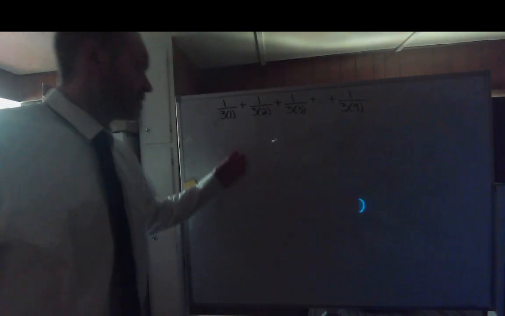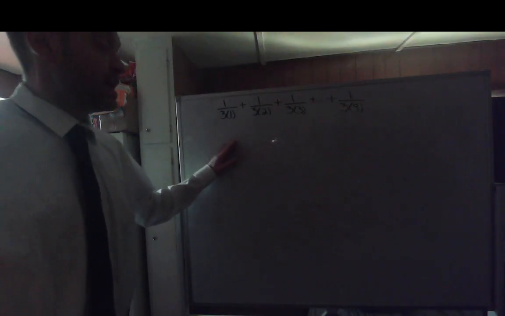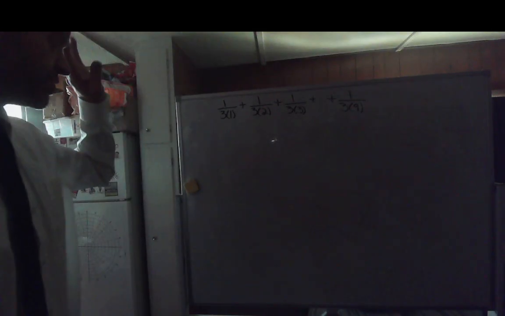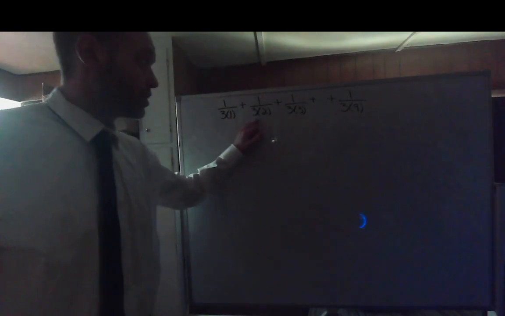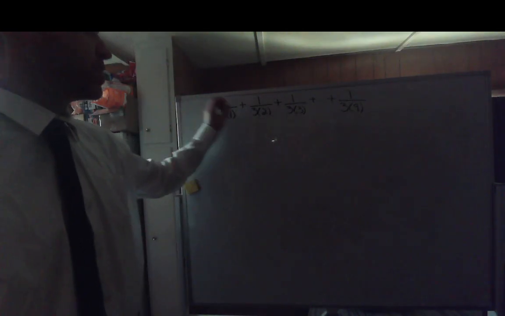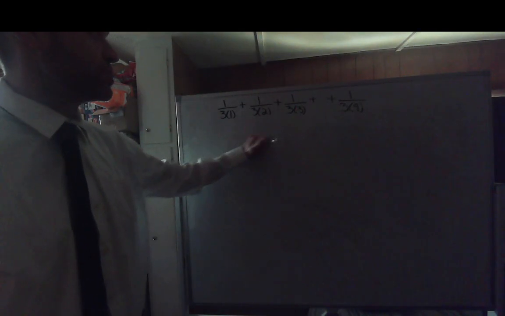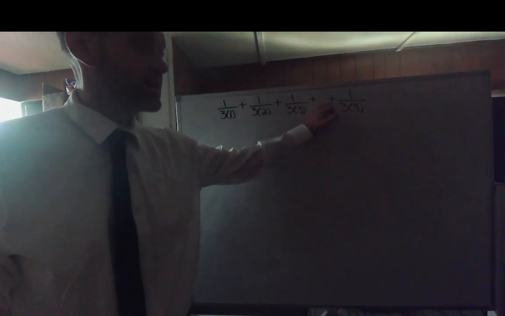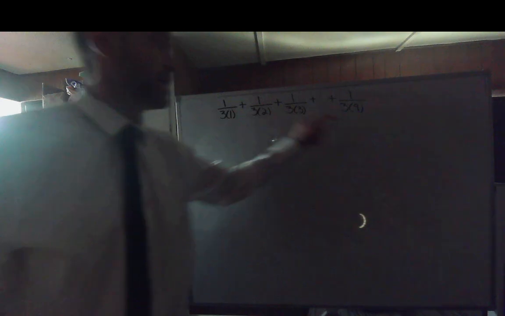So today we are going to talk about Introduction to Series. Now, here you see several terms. You have 1 plus 1 over 3 times 1, plus 1 over 3 times 2, plus 1 over 3 times 3. Then it skips, plus dot dot dot, and then plus the last term, 1 over 3 times 9.